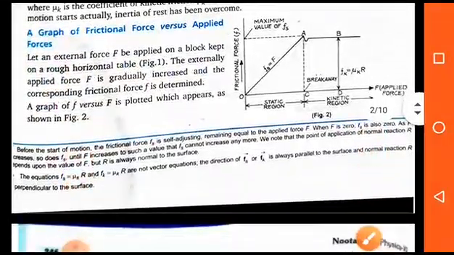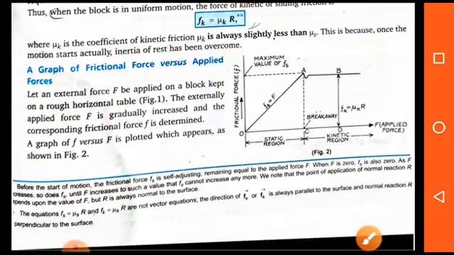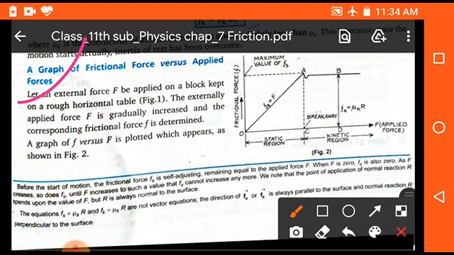Clear? Okay student. Now a graph of frictional force versus applied force. So here you can see that a graph is made between the frictional force and applied force.